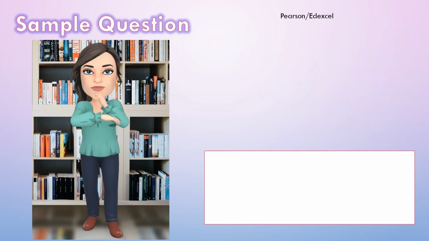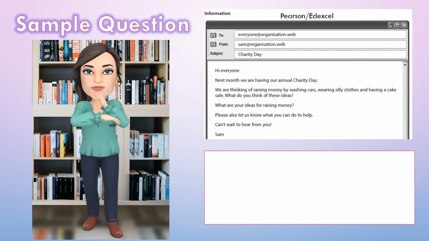Let's look at a sample question from Pearson Edexcel. You will be given some information, like this example here. And you can see you've been given an email address, sam@organisation.web, and this has been sent to everyone@organisation.web. And the subject is Charity Day.